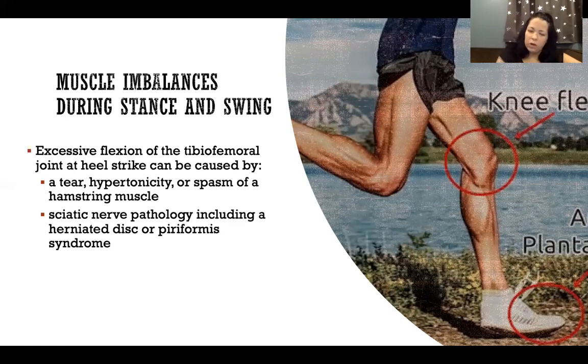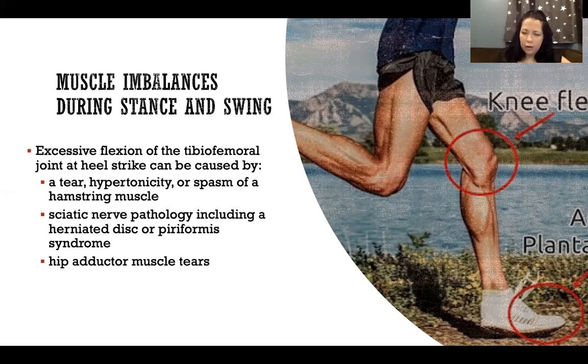There could be sciatic nerve pathology. So that could be a herniated disc that's impinging the sciatic nerve. It could be piriformis syndrome, where the piriformis is impinging the nerve. Or it could be actual damage to the sciatic nerve itself, not just an impingement condition. But the sciatic nerve is running down the whole posterior part of the lower extremity and controlling the hamstrings. So pathology of that nerve could interfere with the ability to fully extend.